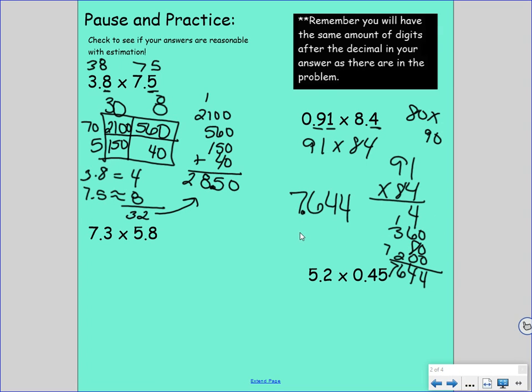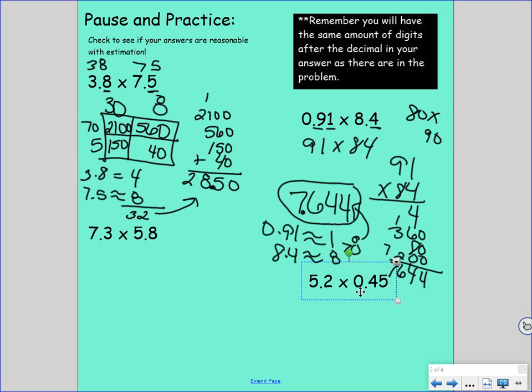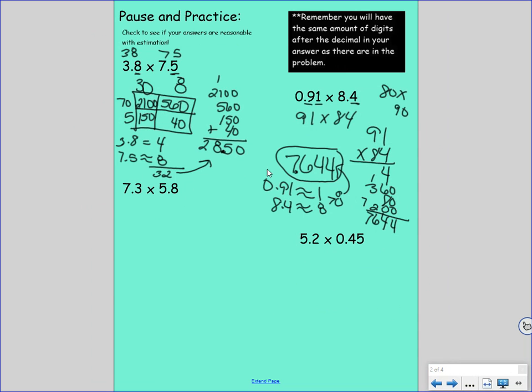Now let's estimate to see if this is reasonable, because you know how I seem to mess this up before. All right, so 91 hundredths, I'm going to estimate to 1, and 8 and 4 tenths, I'm going to estimate to 8, and 8 times 1 is 8, which is super close to the answer we got. So this answer makes a lot of sense. All right, I'll move this out of the way because it is a little close to my work. And let's try this next one.